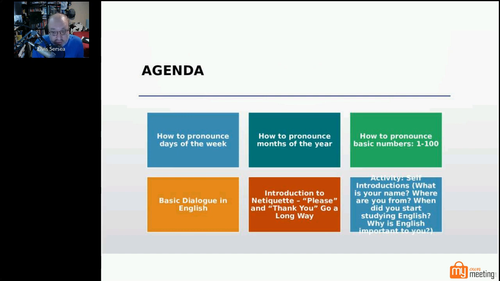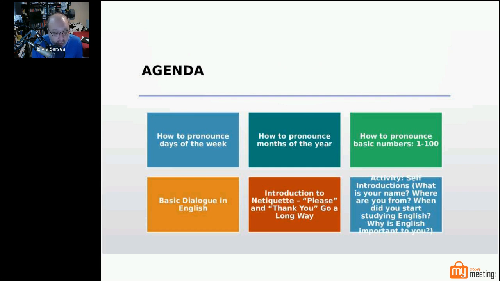And we're going to do an introduction to Netiquette. Netiquette is how to behave on the internet, how to communicate with others in a proper way on the internet. So we're calling this a very basic introduction to Netiquette called Please and Thank You Go a Long Way, okay?